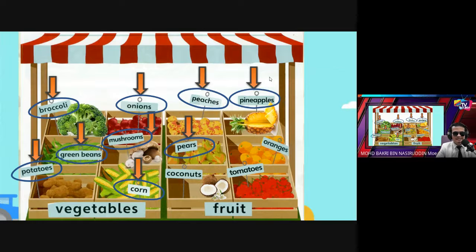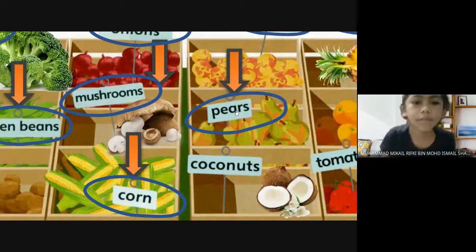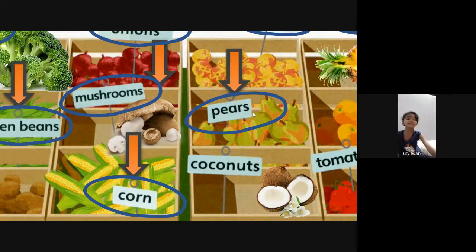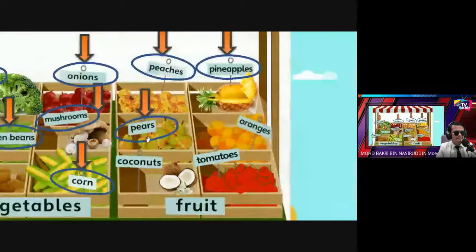Okay, now next one is pears. Okay, pear ni buah pear. Okay, pears. Okay, I'll make it bigger. P-E-A-R-S. Pears. Okay, kalau awak suka buah ni, awak boleh sebut pears is my favorite fruit. Okay, pears. Pears is my favorite fruit. Okay, very good. Okay, let's move on to the next fruit.